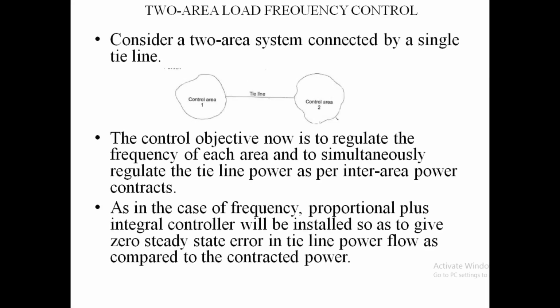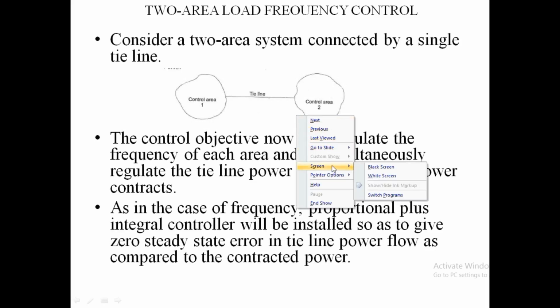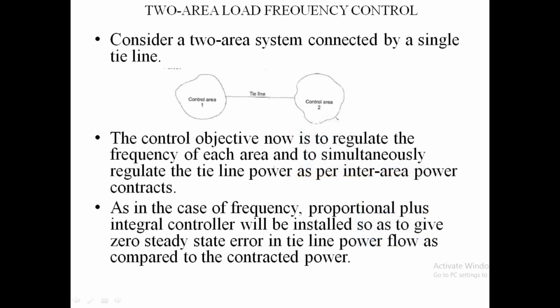Now we are going for a two-area load frequency controller. That means we are controlling two systems which are connected to each other by using a tie line. You know that in our country, the entire electricity system is divided into many regions. These regions are connected to each other by tie lines, and there will be a tie line power flow.